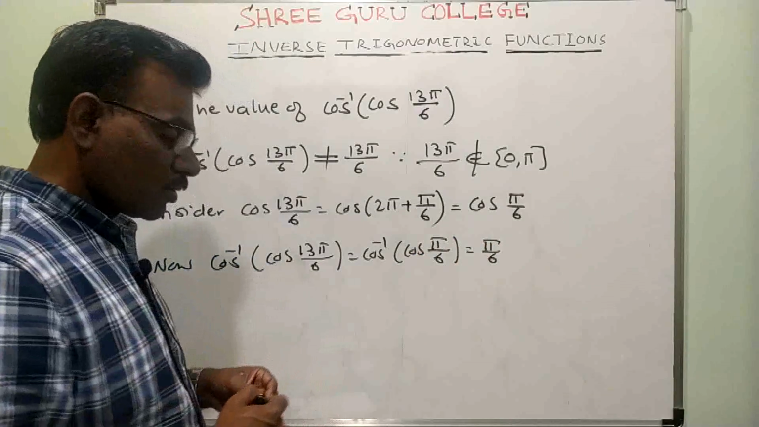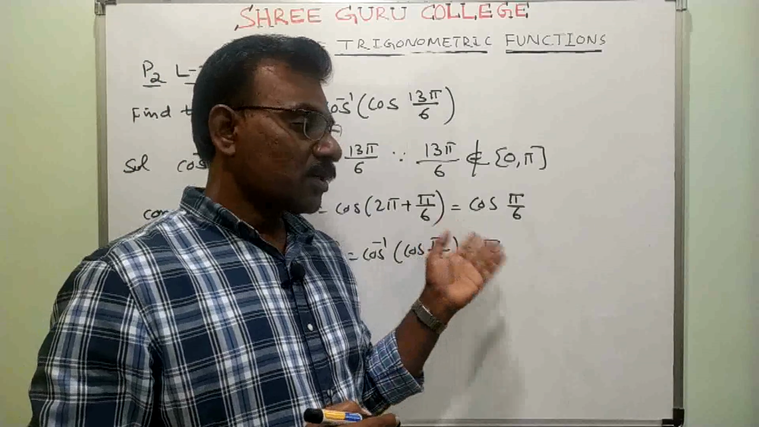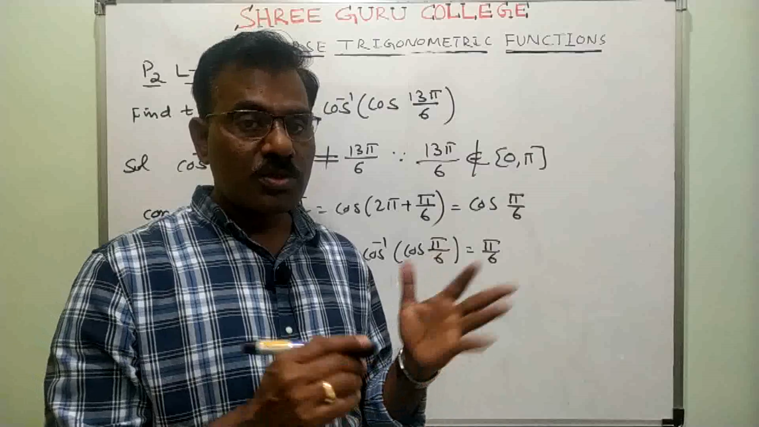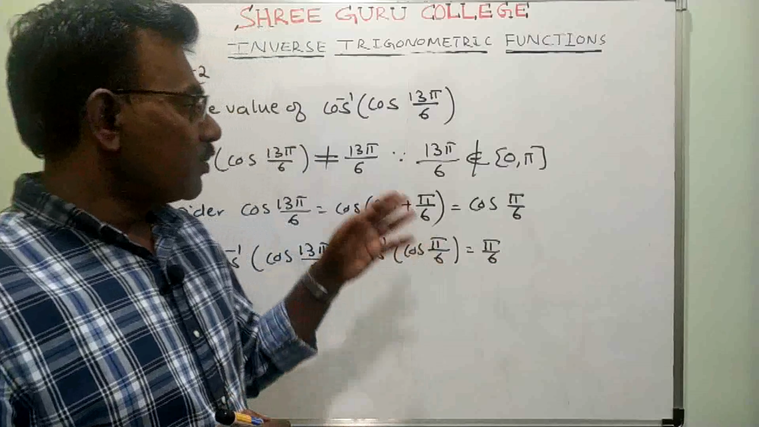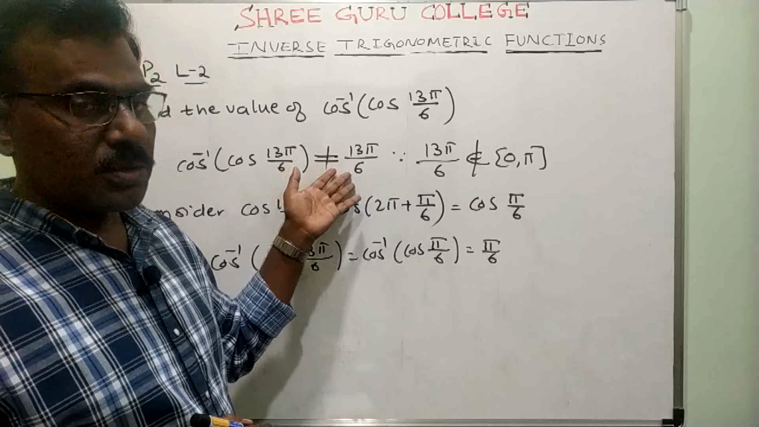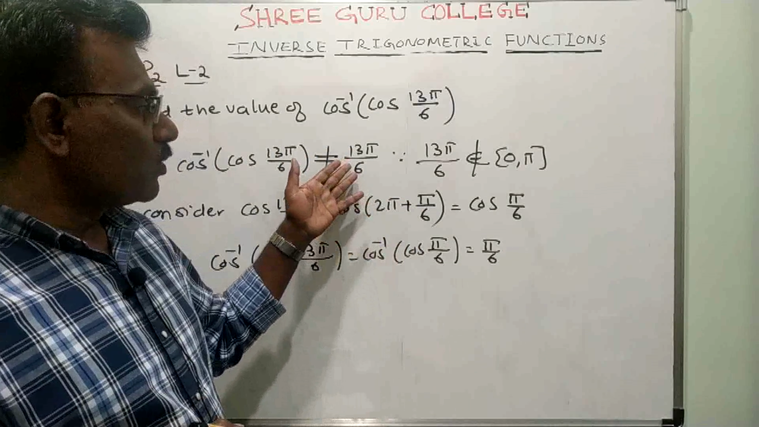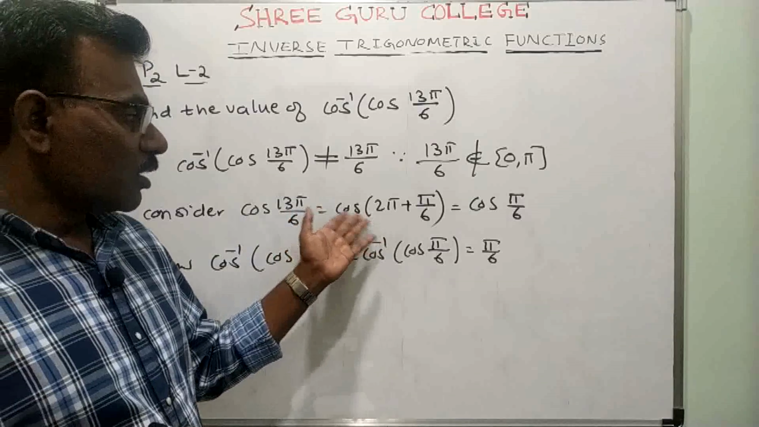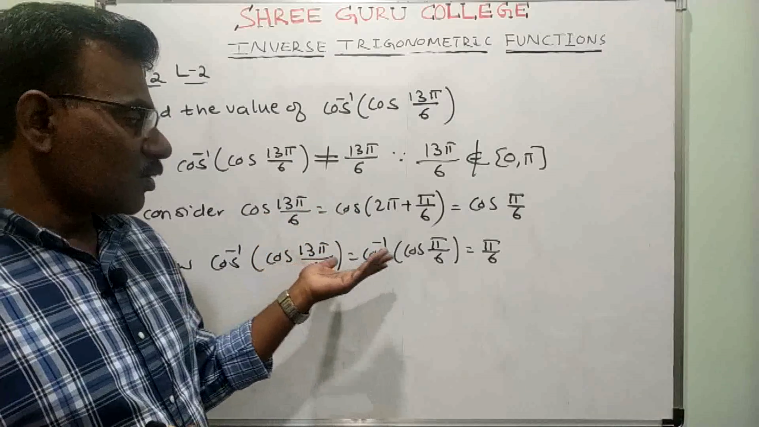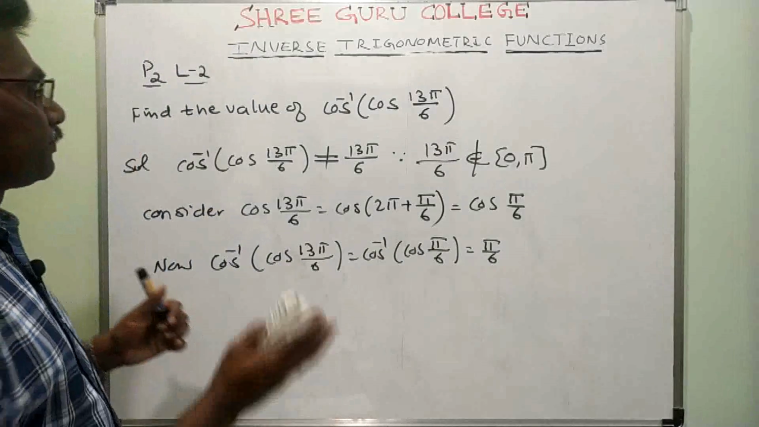It belongs to 0 to pi. So cos inverse of cos theta is theta, where theta lies between 0 and pi. At present it is more than that, it is out of range, not between 0 and pi. Better you go to the allied angle. So I am taking 2 pi plus pi by 6, it is cos pi by 6, 30 degree is the answer.